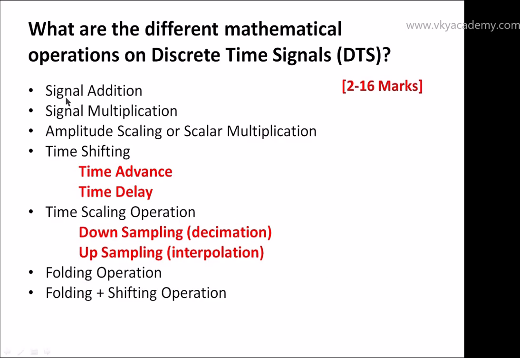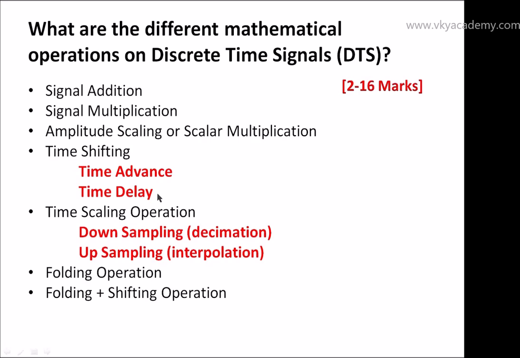So the first operation is signal addition, where we will perform the addition of discrete time signals. Then we will discuss signal multiplication, where we multiply two or more signals. After that, we will discuss amplitude scaling or scalar multiplication. Then we will discuss the time shifting operation, which is divided into two types, time advance and time delay operation.